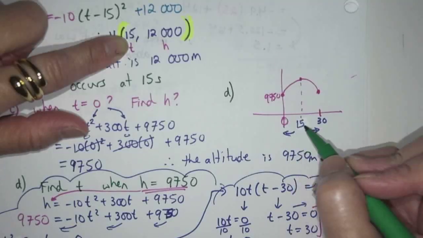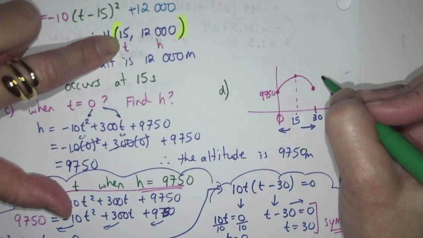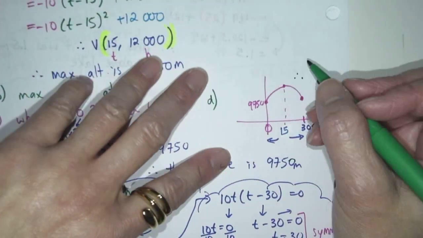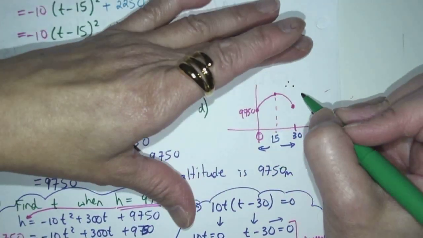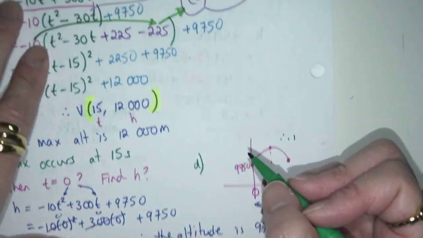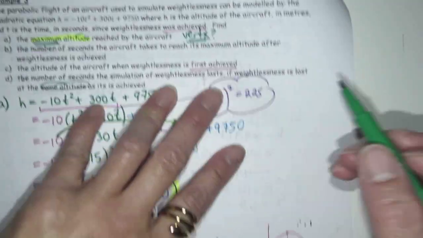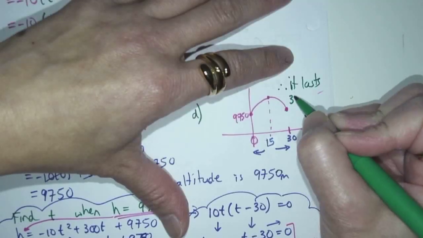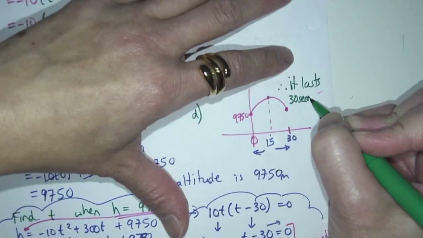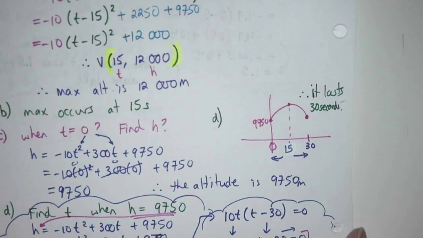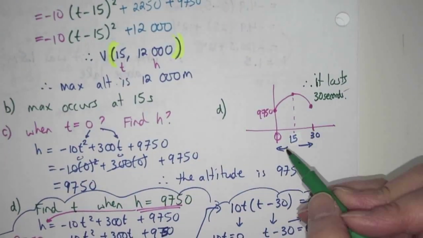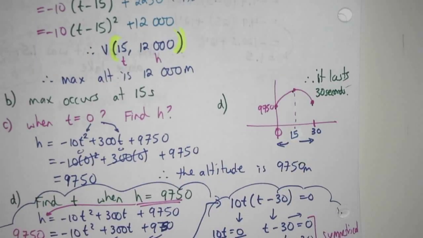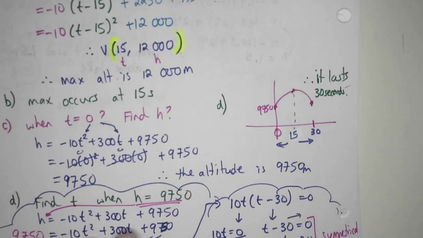So if this is at 15, it's another 15. So therefore, you would just show your little sketch and say, therefore, it is the number of seconds the simulation of weightlessness lasts. So therefore, it lasts 30 seconds. Okay, and that's it. So they want you to do the vertex 15 to the maximum and see how long before you drop again. Okay, so it sounds like a difficult question.